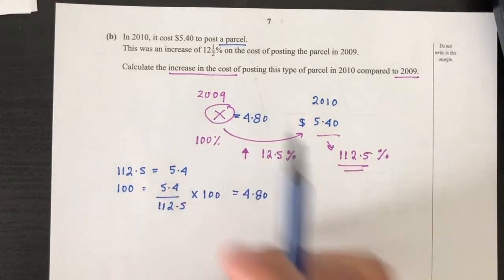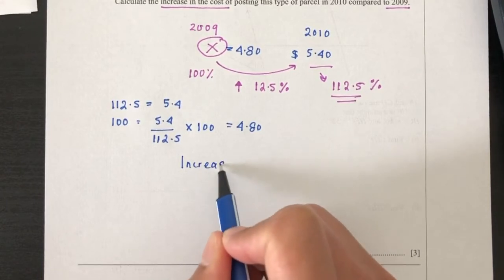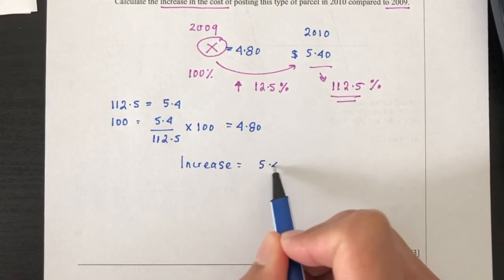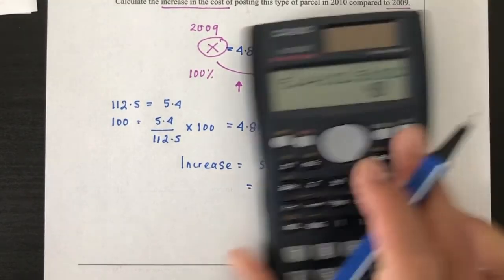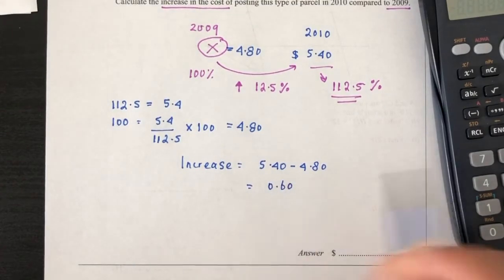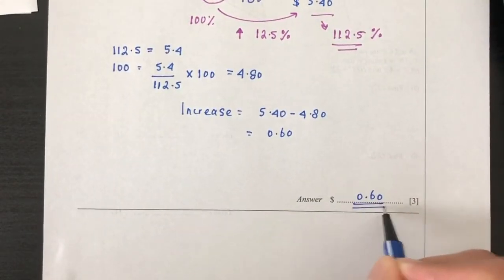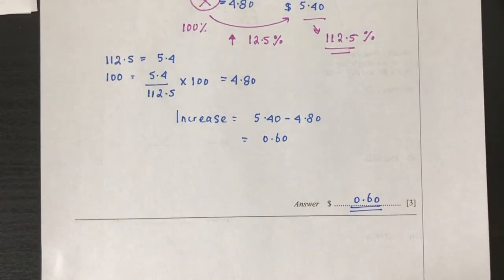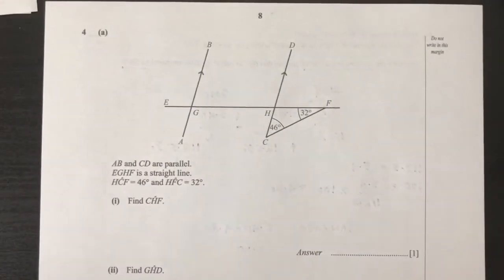Now, what is the increasing cost? So pretty easy. Increasing cost is just 5.40 minus 4.8. That will be 0.6. So 0.6 will be the increase in costs. And that will be question number 3. Now let's move on to question number 4, part A. So let's look at the information.